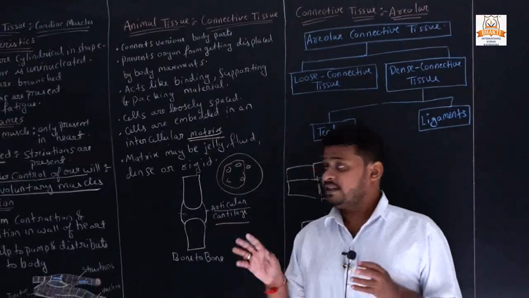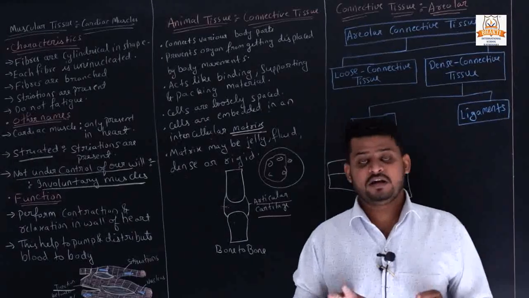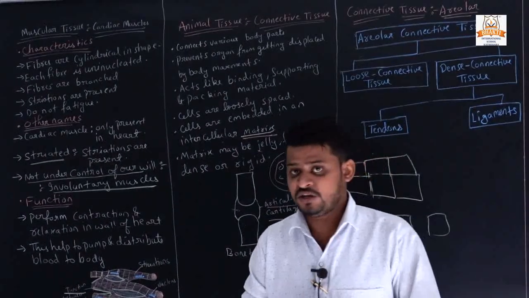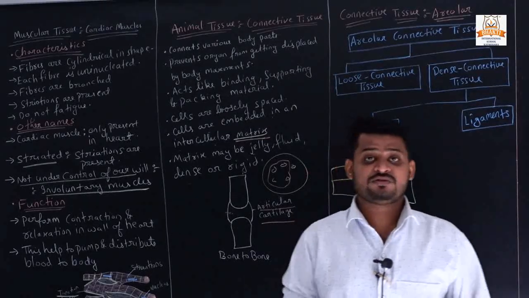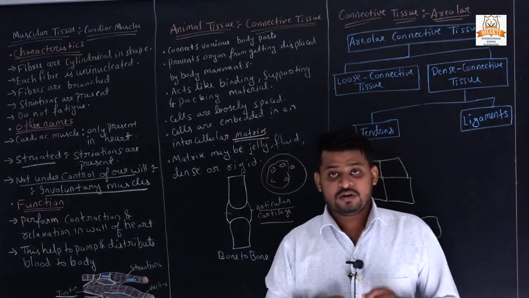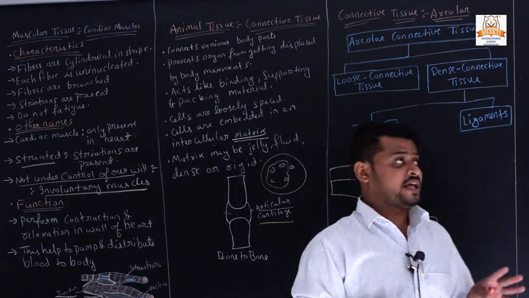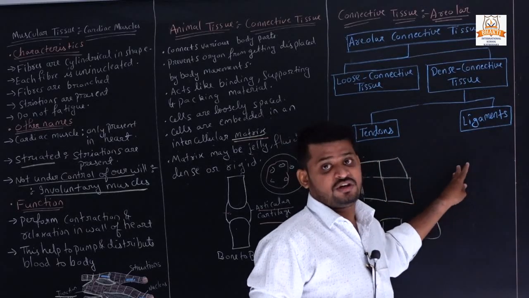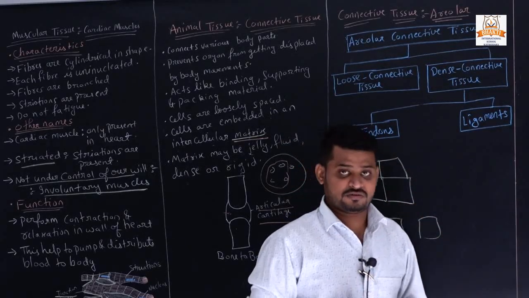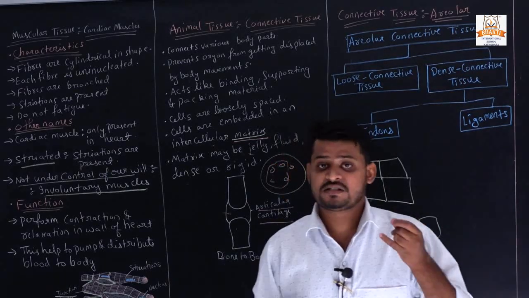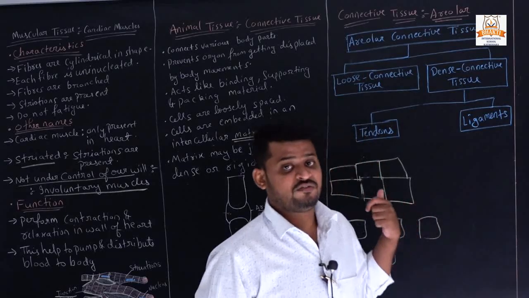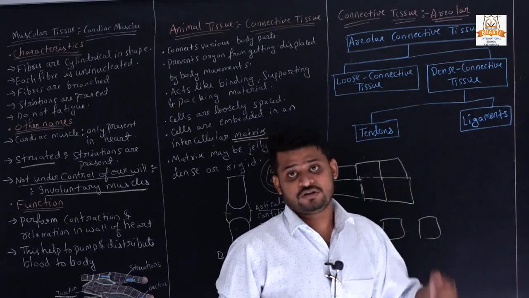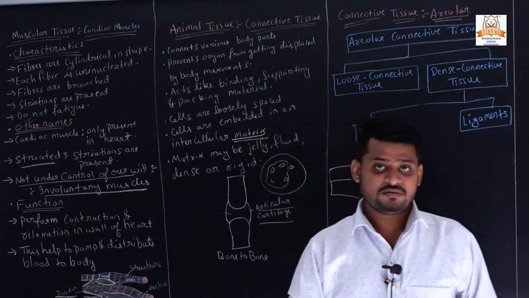Now in this video we studied the last type of muscular tissue, and we started our third type of animal tissue, that is connective tissue. Now in this video we saw the structure of the first type of connective tissue. In our next video we will study briefly these two types of areolar connective tissue and different types of connective tissues.